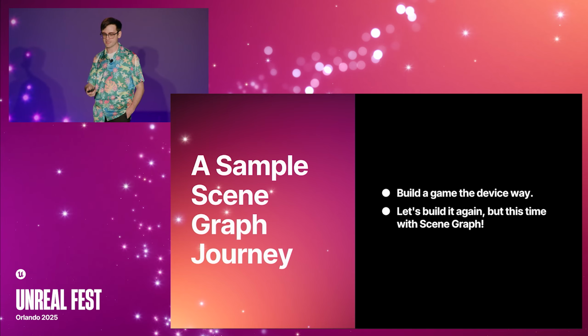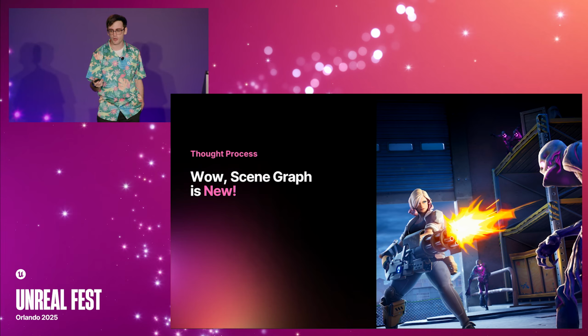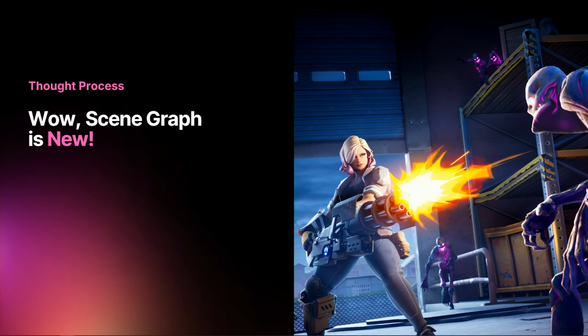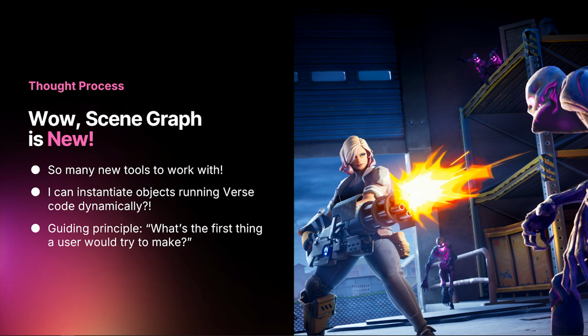So I'm going to take you guys back to the far off year of last year. On the programmer writers team, whenever a new feature comes in, we try and make example content for it. And our thought process at the time is like, wow, SceneGraph is new. Oh my God, there's so many new tools to work with. You're telling me we can instantiate objects that run their own verse code dynamically? That's insane. And so our guiding principle whenever these things happen is, all right, what's the very first thing a user would try to make?